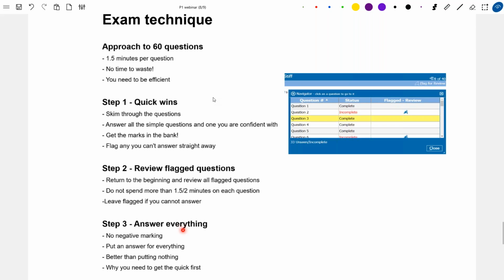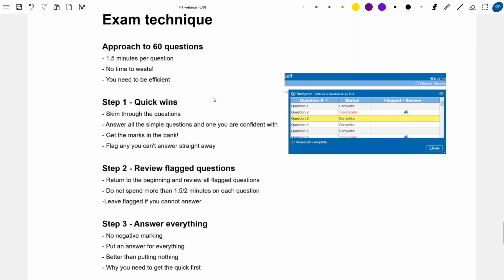Now, in terms of guessing, answer everything. There is no negative marking in a CIMA exam. If there are 4 options for your question, then there's a 25% chance that you'll get that mark. So make sure that you really do answer everything. If all else fails, put a guess, because you never know.